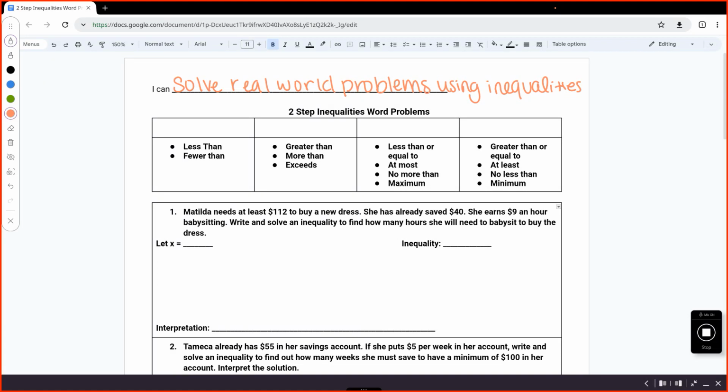Hi there, in this video we are going to solve real-world problems using inequalities. Alright, so for starters I have a few keywords up here that we really need to know.